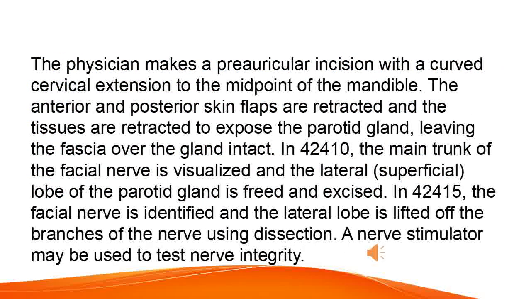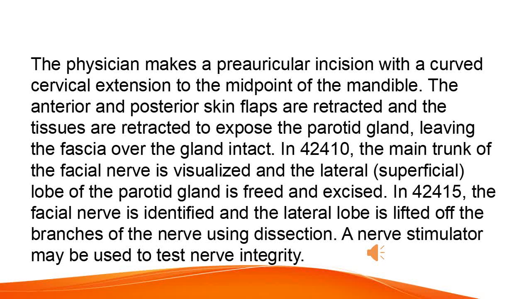The physician makes a preauricular incision with a curved cervical extension to the midpoint of the mandible. The anterior and posterior skin flaps are retracted and the tissues are retracted to expose the parotid gland, leaving the fascia over the gland intact. In 42410, the main trunk of the facial nerve is visualized and the lateral, superficial, lobe of the parotid gland is freed and excised.